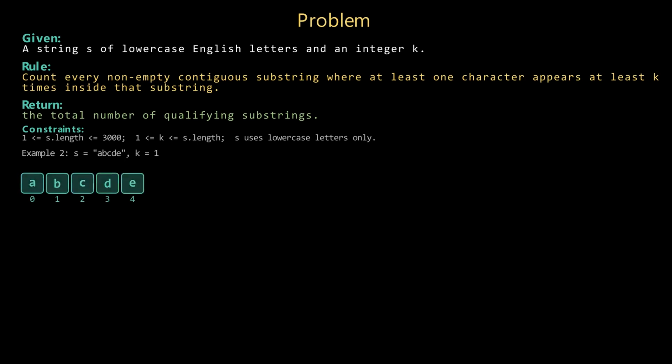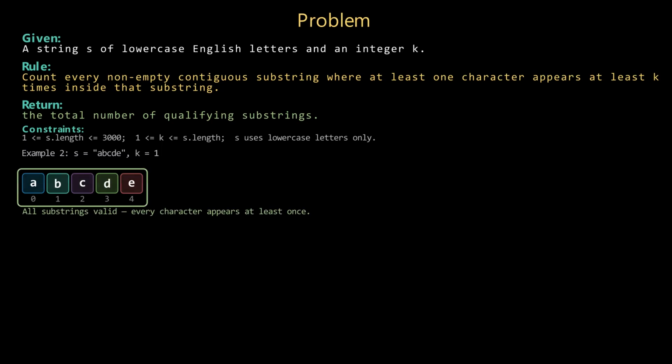Example 2 with k equal to 1. All substrings are valid because every character appears at least once. The output is 15.